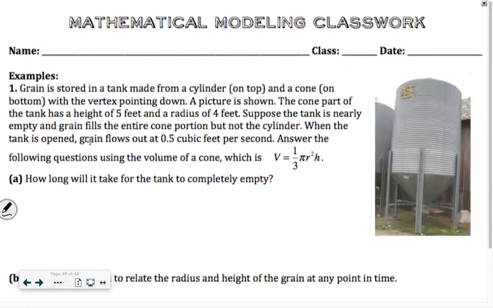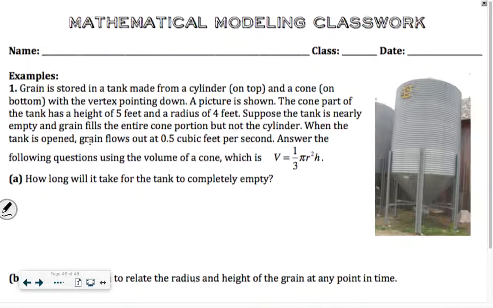When the tank is opened, so the bottom we're opening up, grain's going to flow out at a rate of 0.5 cubic feet per second. Answer the following questions using the volume of the cone, which is volume equals 1/3 pi r squared h. Do you guys know that equation? Have you seen 1/3 pi r squared h? It's 1/3 area of the base times height. So how long will it take for the tank to completely empty?